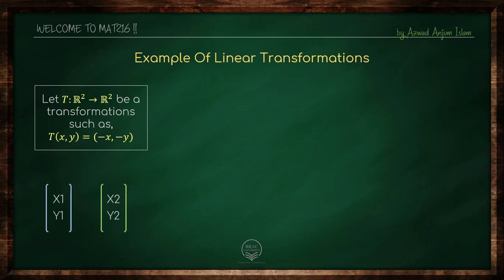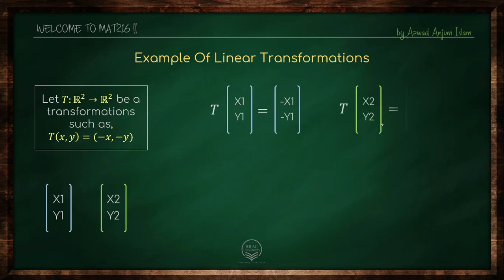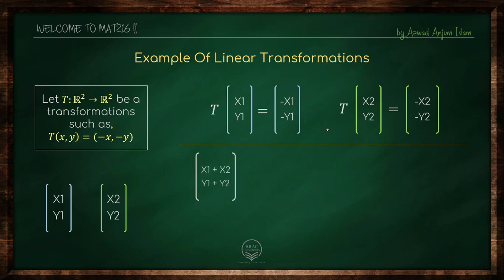So let's say these are our two vectors. If I transform the first one, I get minus x1 and minus y1. If I transform the second vector, I get the vector minus x2 and minus y2. Now, let's see if the two conditions are satisfied.